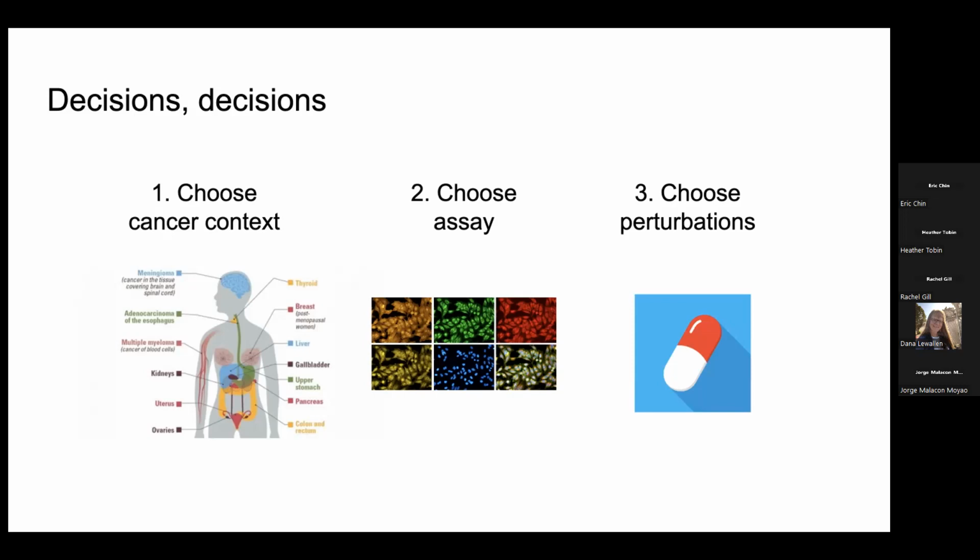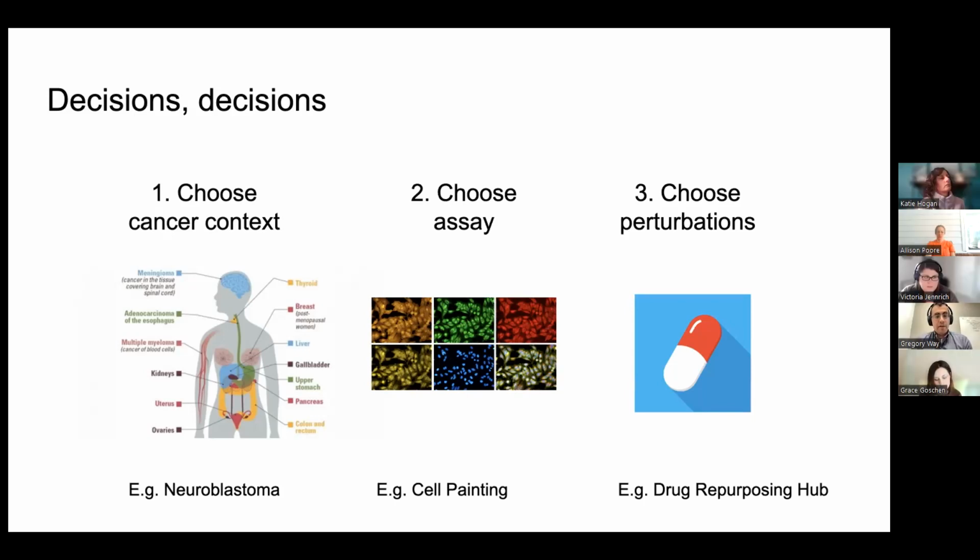And this is an important consideration. There's a bunch of different types of libraries that we might be able to screen. So just a couple examples. My lab is interested in pediatric cancer primarily, but like Ali had mentioned, our techniques are broadly applicable to a bunch of different cancer contexts. But we might choose to focus on neuroblastoma. We might use the cell painting assay, and we might decide to screen a library called the drug repurposing hub, which is a bunch of clinically relevant, therapeutically relevant molecules that are in the clinical pipeline or have already been FDA approved.